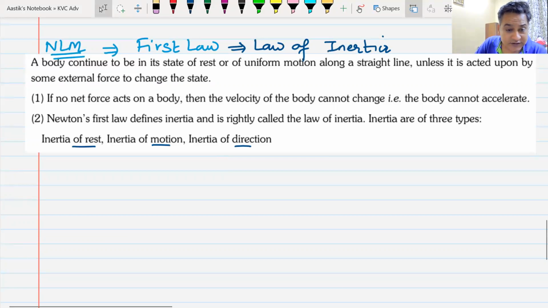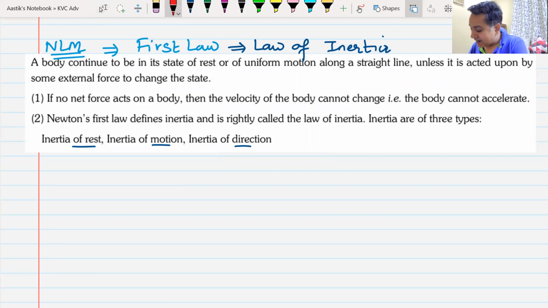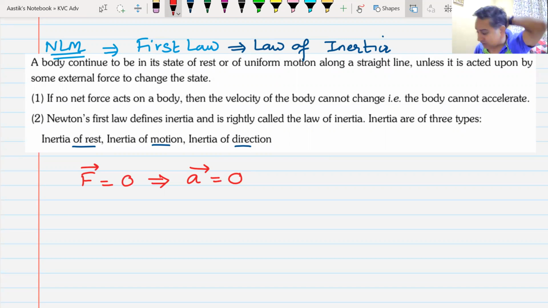Yes, sir. Now, this Newton's first law of motion is basically telling us that if the force acting on the body is zero, then the acceleration of the body is zero. Do we understand this? Though we have not related force with acceleration. If the body remains at rest, the acceleration is zero. If it is moving with uniform velocity, the acceleration is zero. We understand this, yes or no?